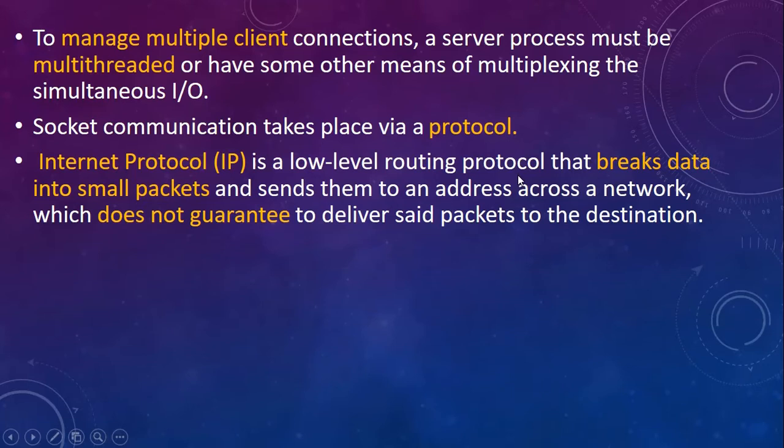What IP, or Internet protocol, does is break the data that is to be sent into small packets, and then it sends them to the address across the network. Whatever data is to be transmitted from the client to server or from server to client is converted into smaller packets. Each packet has a header which determines where it has come from, what the source is, what the destination is, and these kinds of things. And then IP sends these packets across the network.